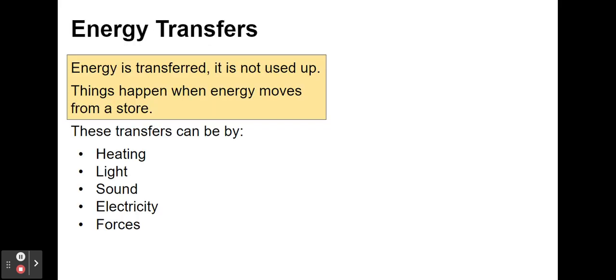So we've got energy stores. We know that the total energy before and after in all the stores must be the same. So now we need to look at how we can transfer that energy from one store to another. Those transfers are either heating, by light, by sound, by electricity, or by forces. Those are the 5 ways in which energy can be transferred.